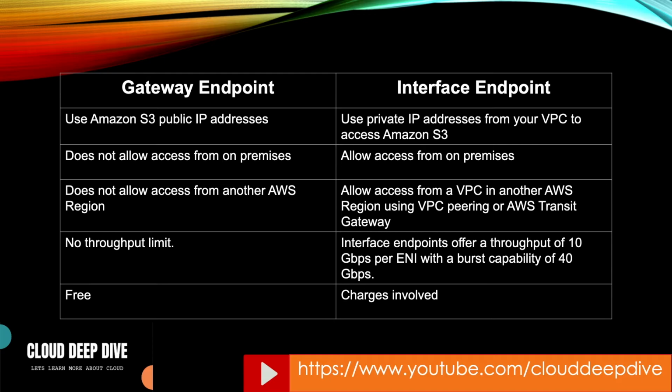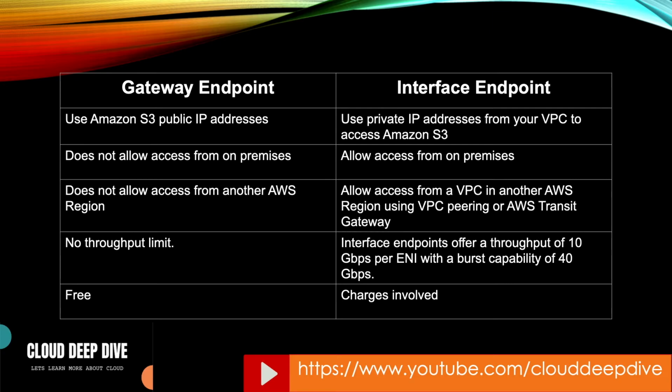Now, why can you access an interface endpoint from your on-prem, but not a gateway endpoint? Like I just mentioned, gateway endpoint works based on the route table, and that route table cannot be accessed from outside of your VPC. It's a .2 IP address, and that .2 IP address can be accessed from your VPC only. So if you try to access that .2 address from outside your VPC, it won't work and your transaction won't work. So you cannot access the gateway endpoint from outside your VPC, from your on-prem.